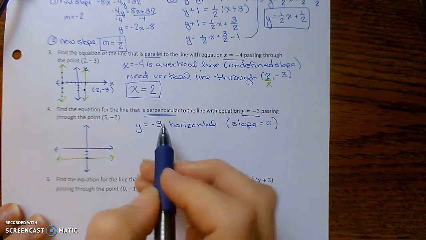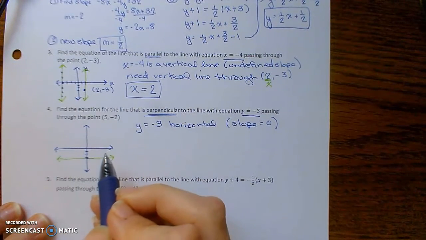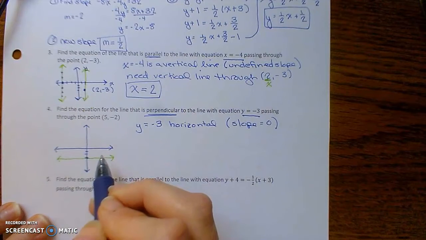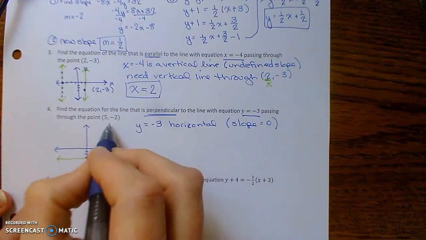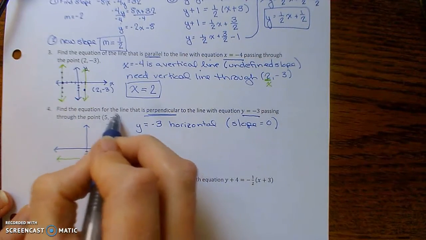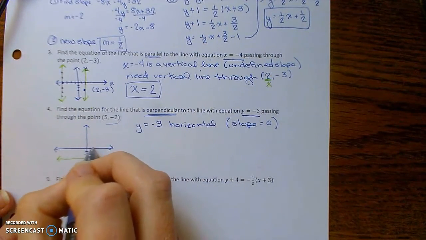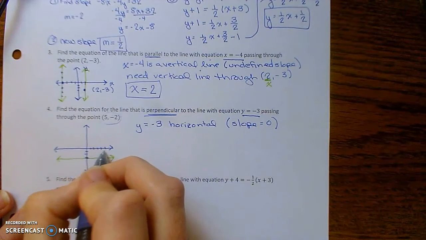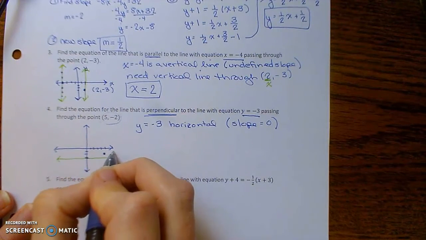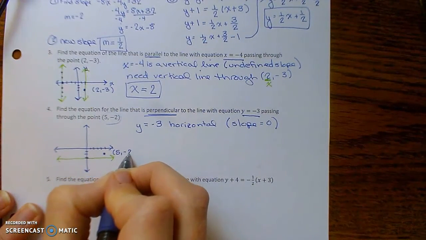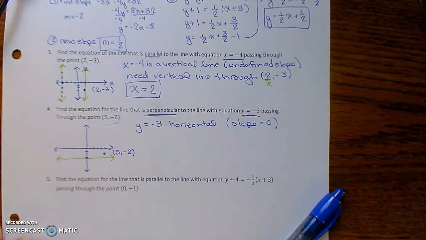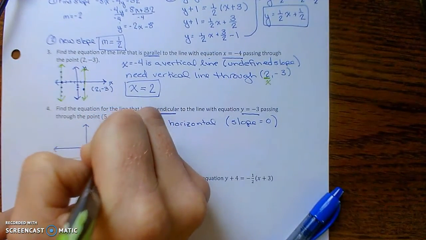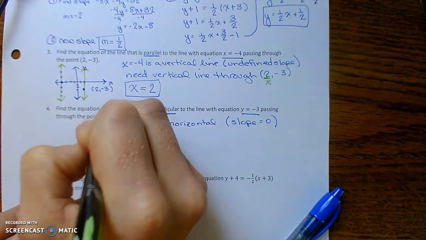All right, so we're looking for a perpendicular line. What types of lines are perpendicular to horizontal ones? That would be vertical ones. And we want the vertical line that goes through this point specifically. So 1, 2, 3, 4, 5, -2. Here's the point 5, -2. So I am looking for this vertical line specifically.